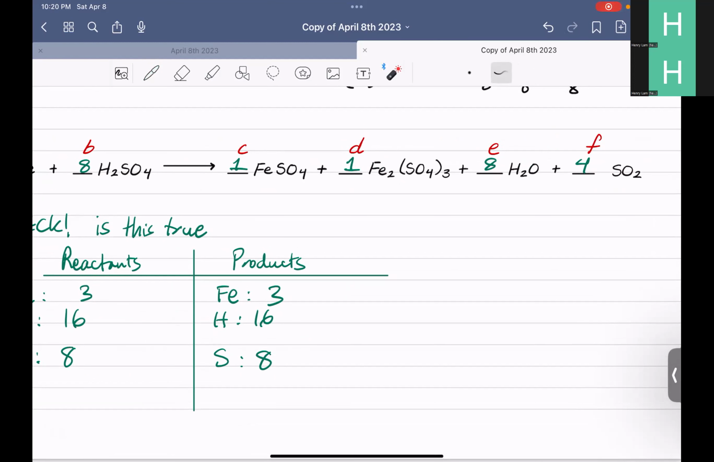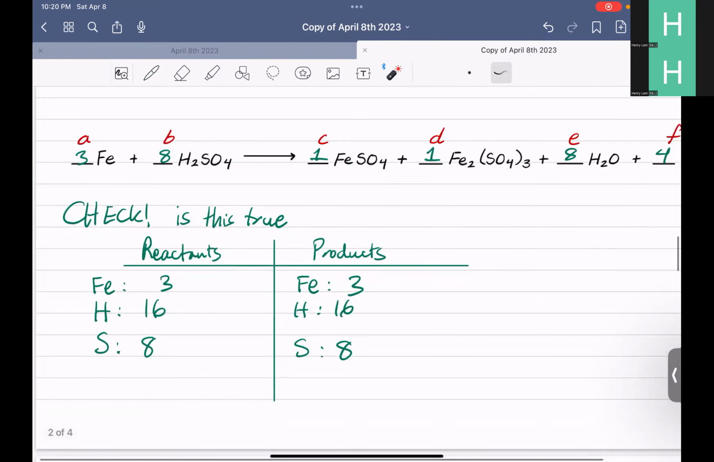Let's see. There should be 8. So this is 1 sulfur plus 3 sulfur plus 4. Oh, yes. Okay, yes. So there's 8 sulfur. Sorry, I don't know what just happened.